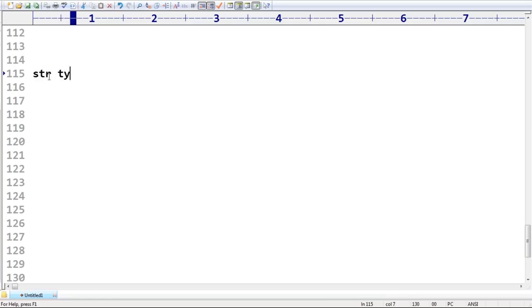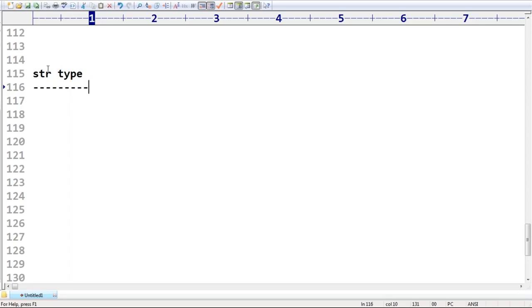The str type. What is the meaning of str? It is string. While writing we use str, but while pronouncing we say string type. Now I have a small doubt: how can you represent a string value in Python?